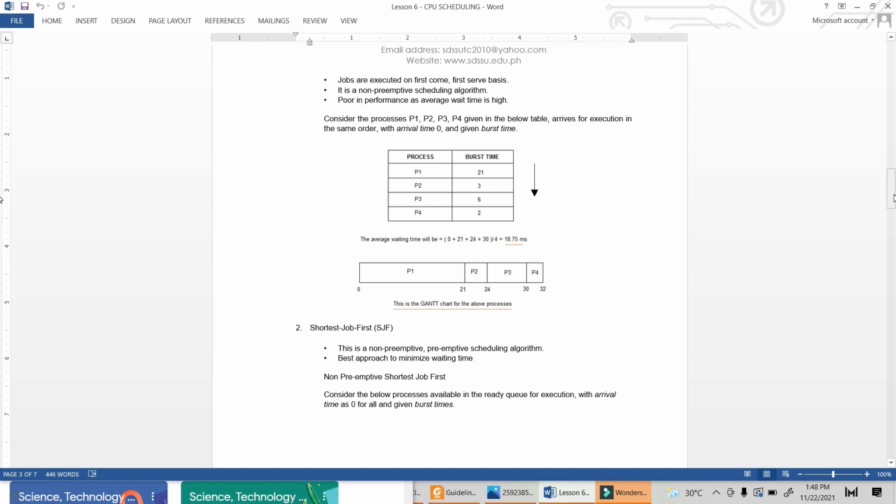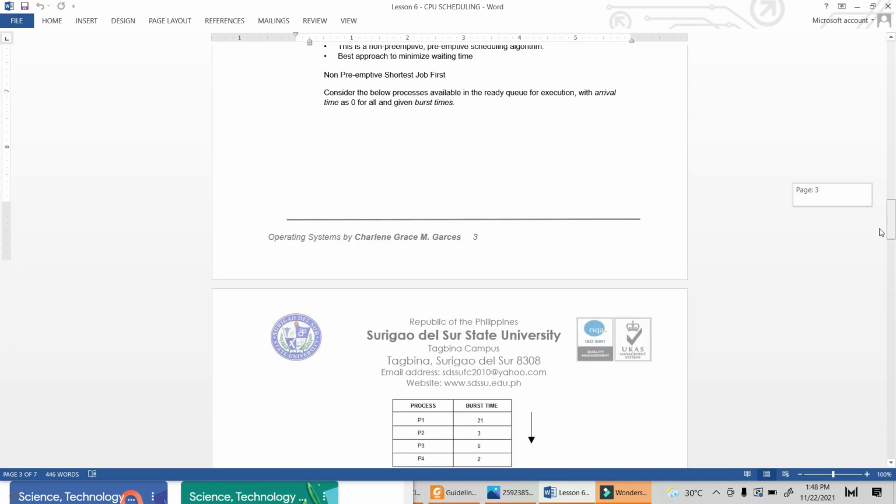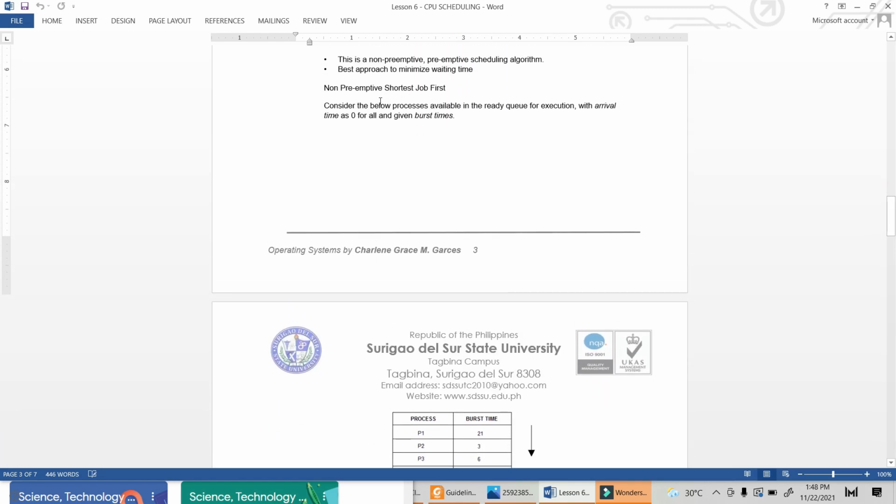When we say shortest job first, it is a type of scheduling algorithm in which the process having the smallest execution time is chosen. Meaning to say, even if a process was first in the queue, but its burst time is way more, or it takes a lot of time, what it will choose is the process that has the smallest execution time. So it is being shown here. Again, this is non-preemptive. It could be non-preemptive or preemptive.